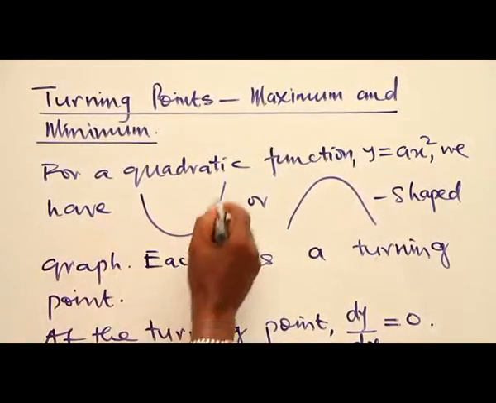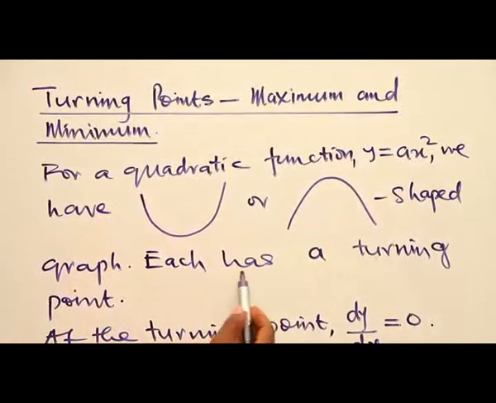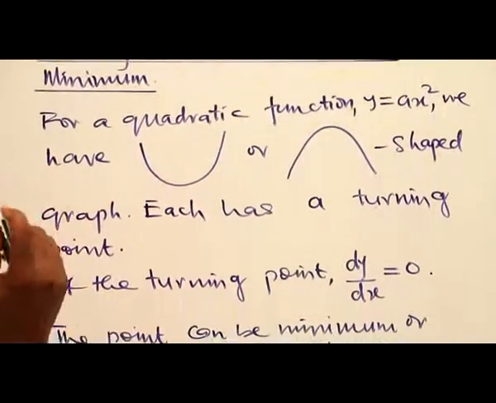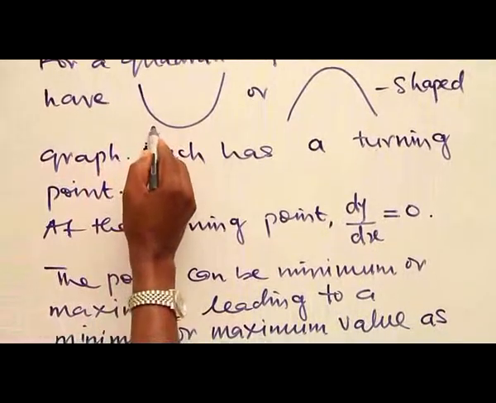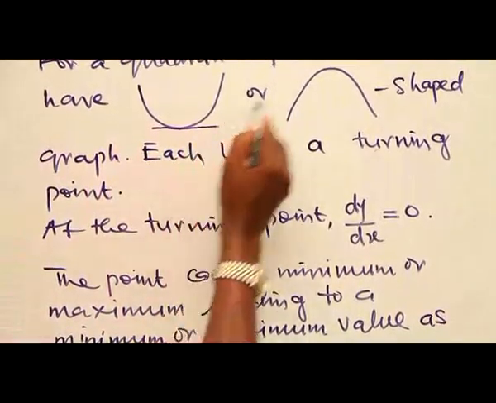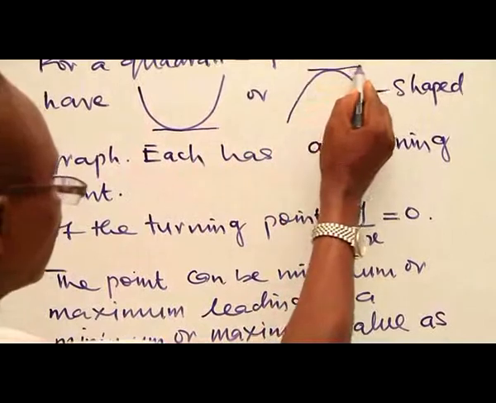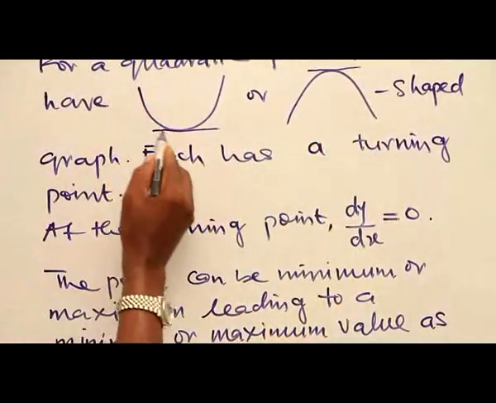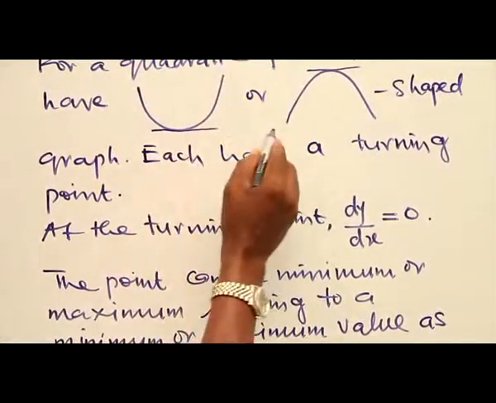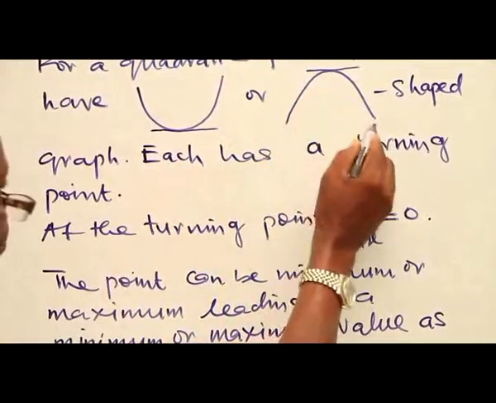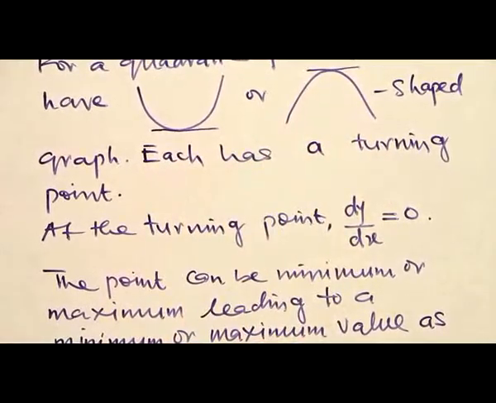This parabola here, each of them has a turning point. Look at the turning point here. Look at the turning point here. It comes down, from here it rises. It rises, from here it falls, like a projectile.